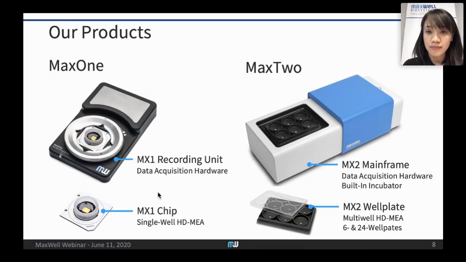We have the mainframe, which is the data acquisition hardware, but also it has a built-in incubator, so the bottom and top plate is heated, and there's also an input for your gas so that you can control the environment during your recording. And then we have the consumable, the well plates, which come in 6 and 24 modes.